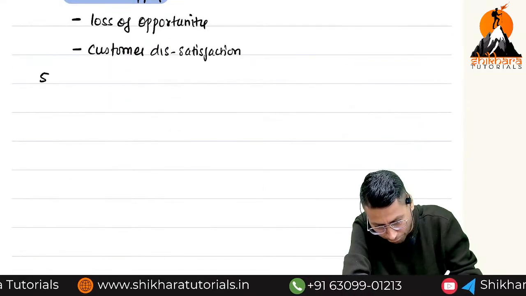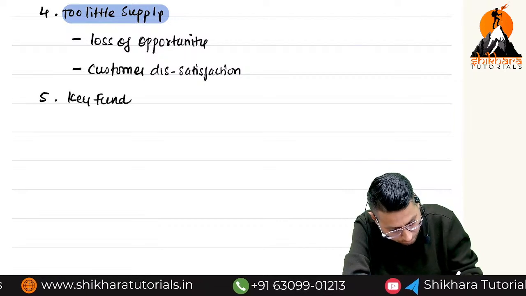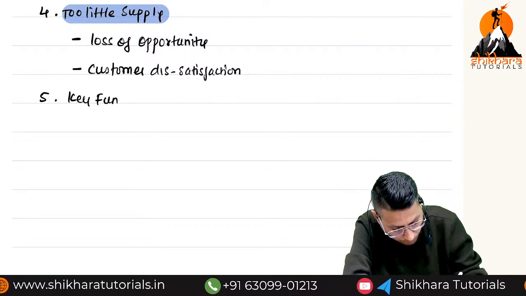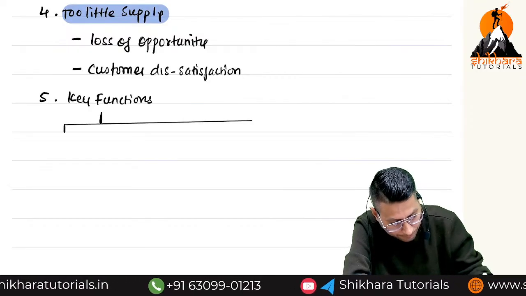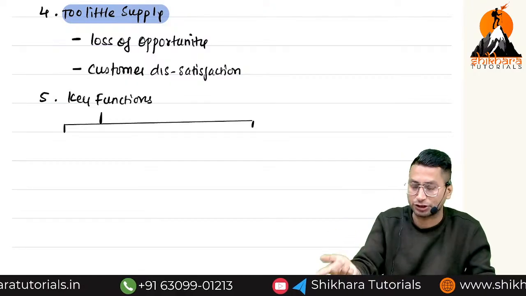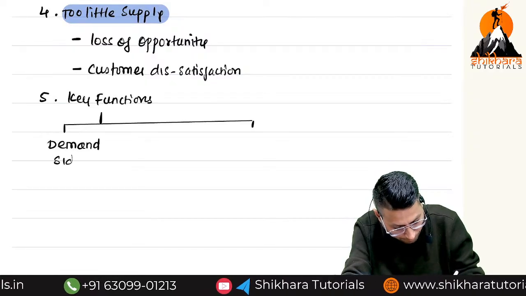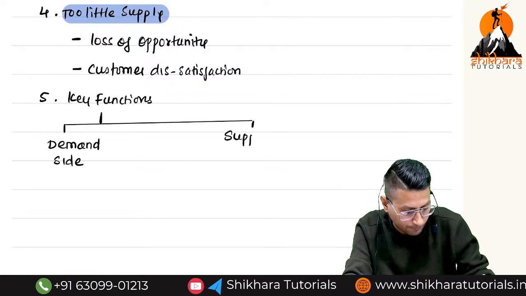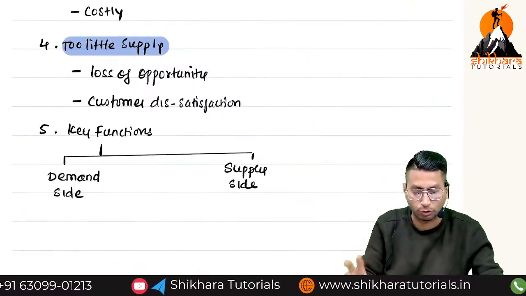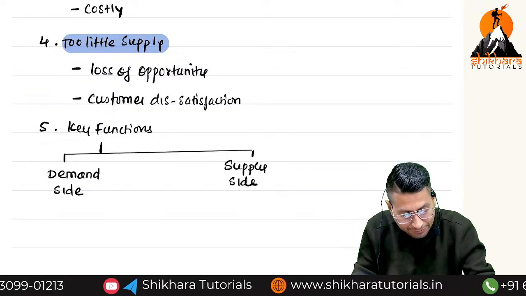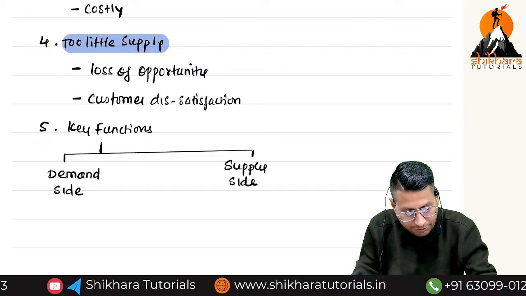Next, point number 5. What are the key functions of a business in OM? We can divide the key functions of a business into two parts: demand side functions and supply side functions. We can divide the business functions into how many parts? Two parts. What are those? Demand side and supply side.